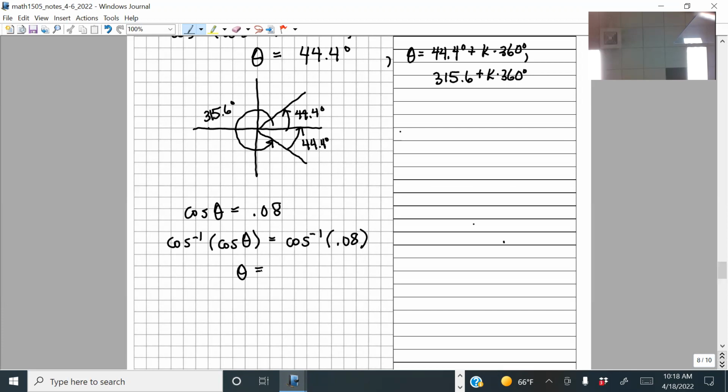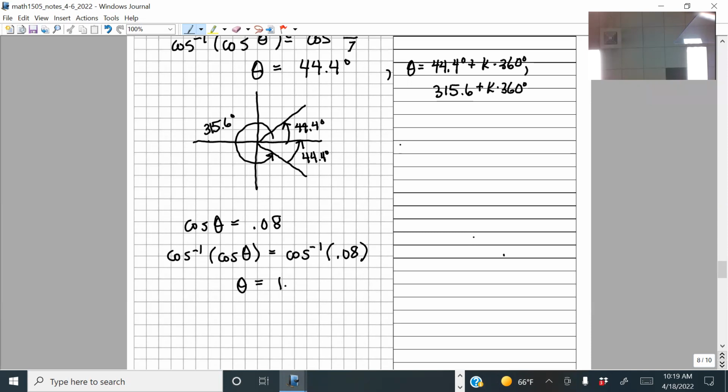So, make sure you're in radian mode. So what is cosine inverse of, if I can get this into radian mode, of 0.08? I get 1.49. Is that to 2 decimal places? Did it ask for 2 decimal places in the problem? I think it did. Oh, okay. All right. So 1.49 in radians.